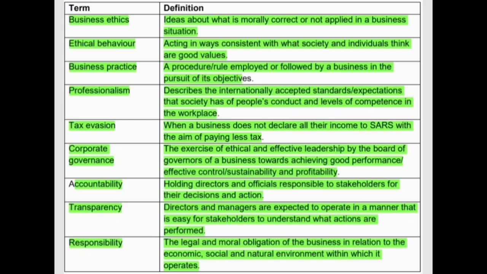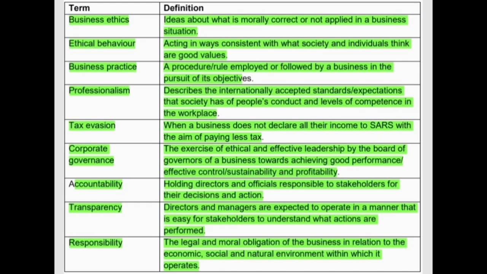I will first give you the definitions of business ethics, ethical behavior, business practices, professionalism, tax evasion, corporate governance, and accountability. We have to know the definition of those ones. Number one, we have business ethics. What is business ethics? Business ethics is ideas about what is morally correct or not, applied in a business situation. That's the definition. Definition number two, which is ethical behavior.